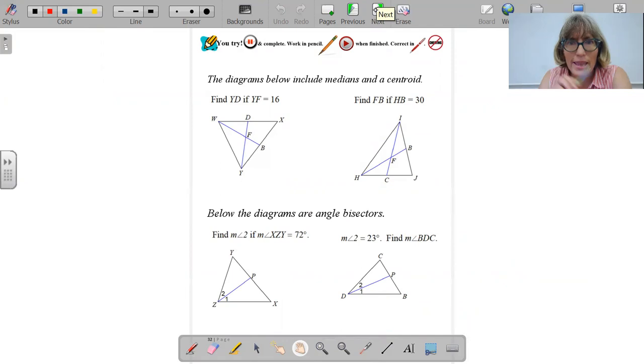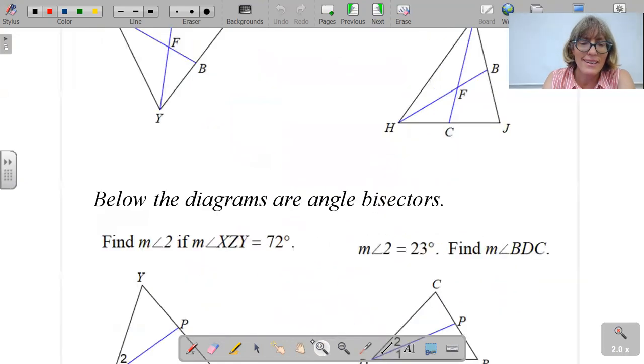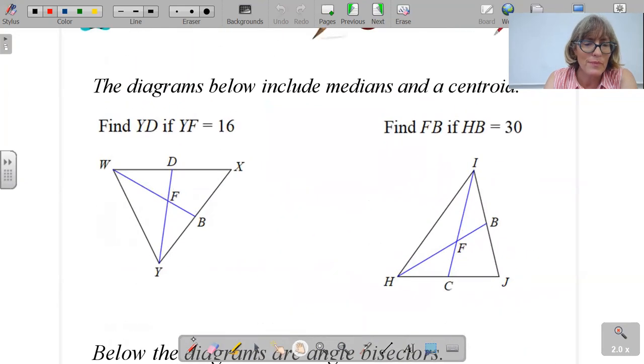Ready? This page you're going to do on your own. Pause the video and then restart. You should have a red pen handy, folks. Ready?